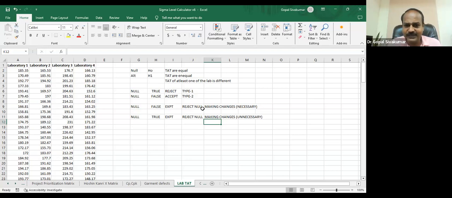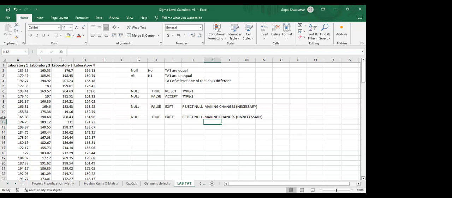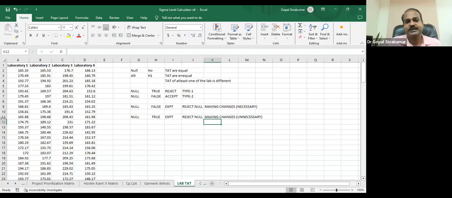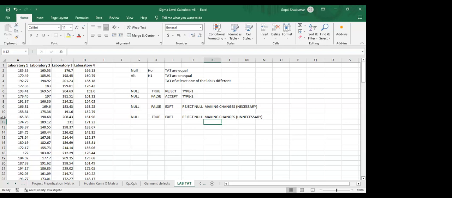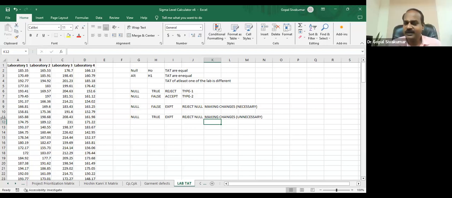Whether we make the necessary change or not, if we make one unnecessary change, there will be 100 people pointing fingers at you. Yes or no? So we should not do that. This is what the judicial system also says: 1,000 criminals can escape, but one innocent should not be punished. Correct? Same rule. Whether you make the necessary change or not, you should not make an unnecessary change.